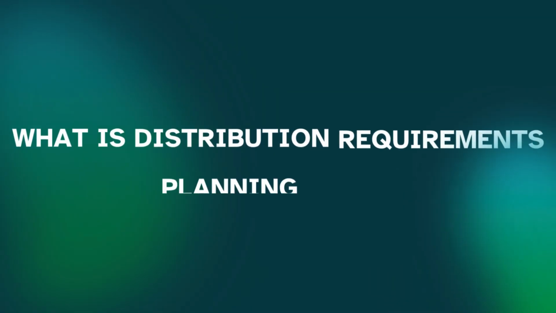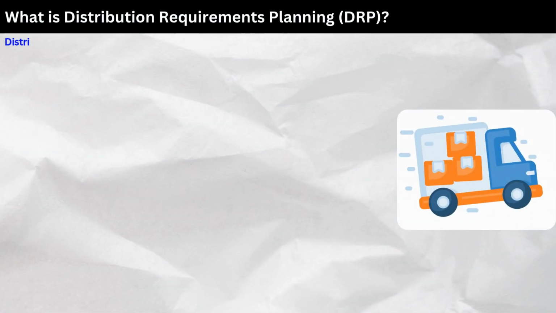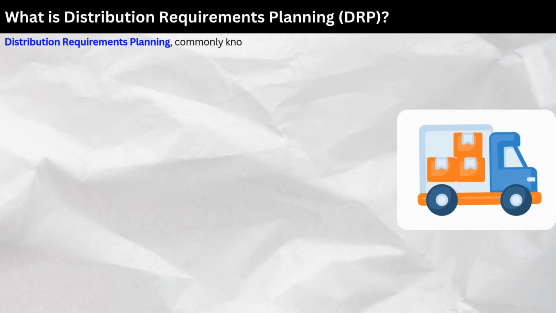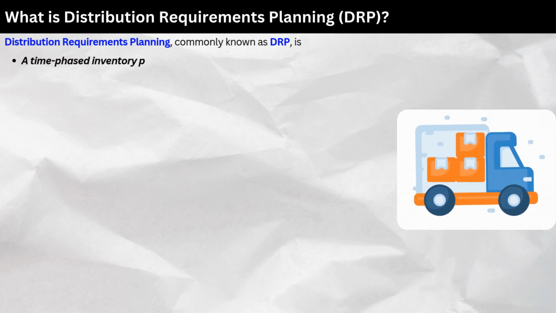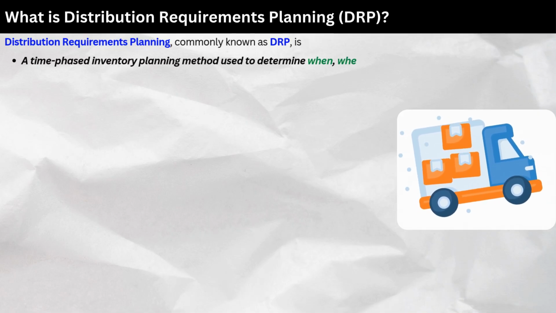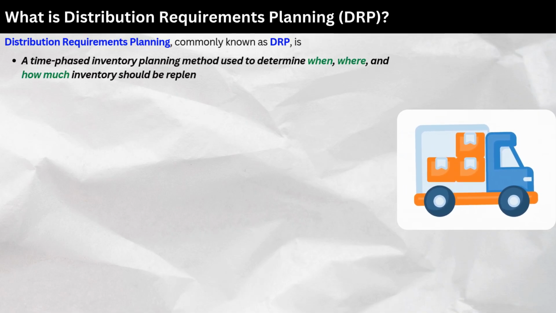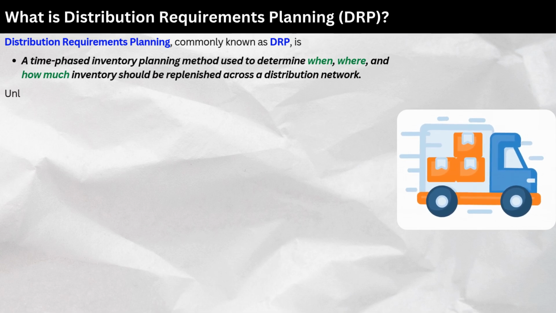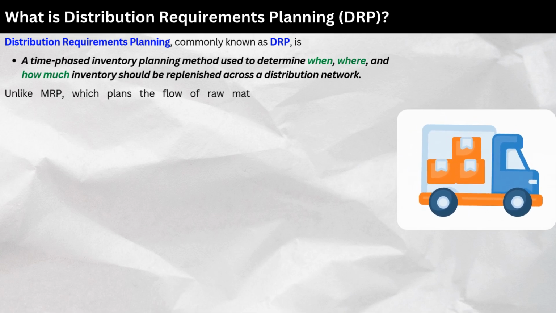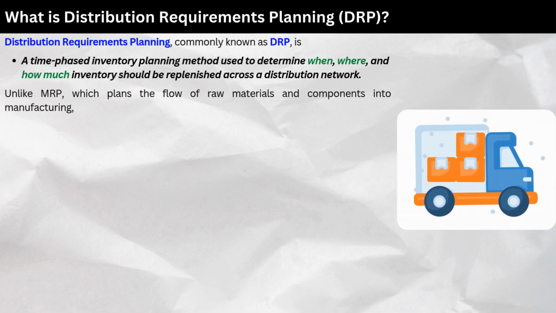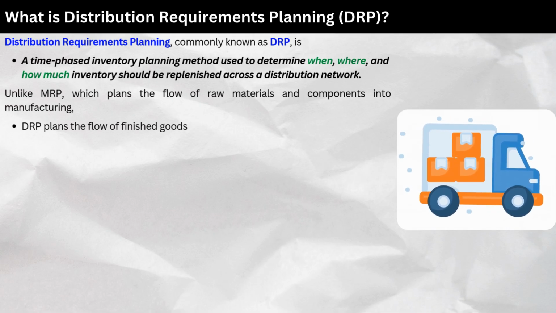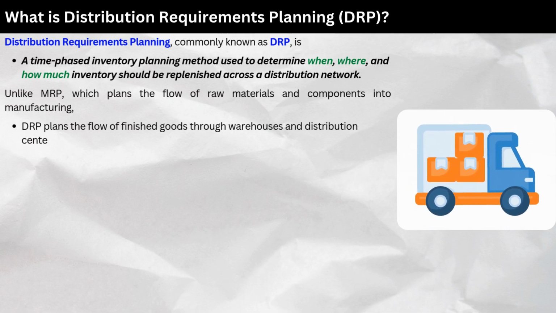What is Distribution Requirements Planning, DRP? Distribution Requirements Planning, commonly known as DRP, is a time-phase inventory planning method used to determine when, where, and how much inventory should be replenished across a distribution network. Unlike MRP, which plans the flow of raw materials and components into manufacturing, DRP plans the flow of finished goods through warehouses and distribution centers to meet customer demand.